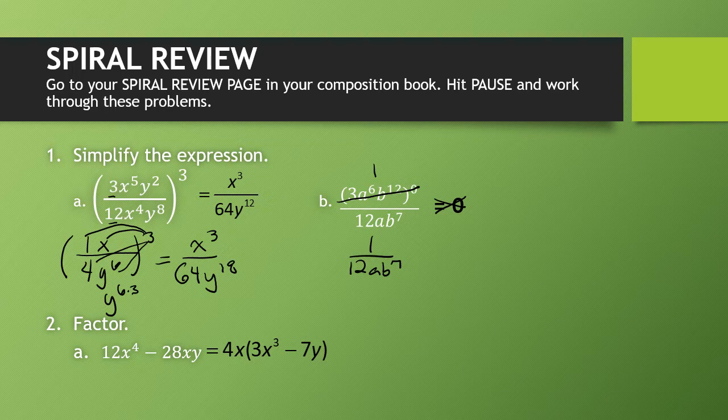12 and 28 have a 4 in common, so we're definitely going to divide out a 4. You got an x to the fourth and an x, so we divide out a 4x, and after we do that, we're left with 3x cubed minus 7y. So hopefully we're getting better at these type of problems.